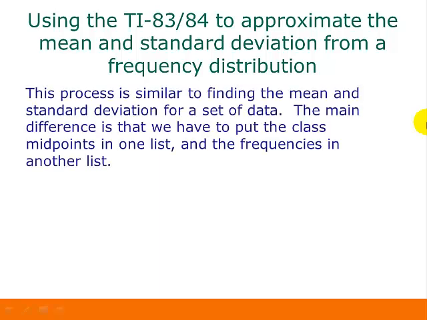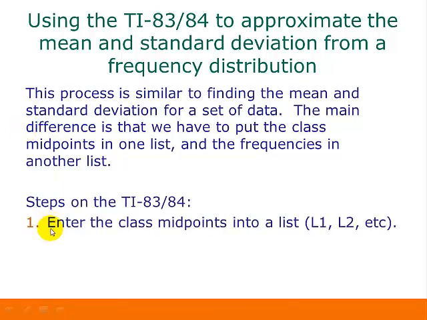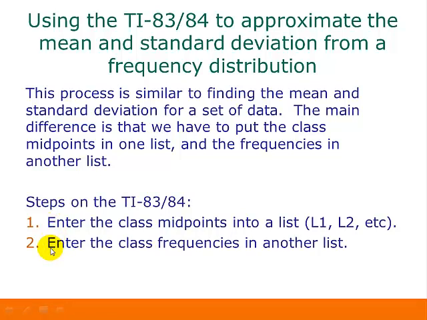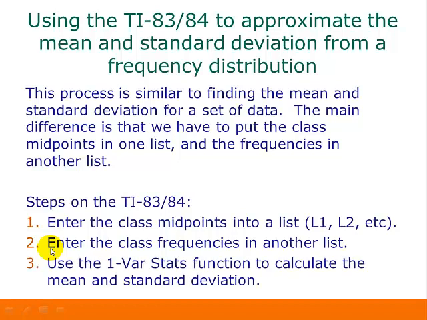This is very much like what we did to find the mean and standard deviation for a set of data. The main difference here is that we have to calculate our class midpoints and put those into one list, and then we have to put the frequencies into another list. So we're actually using two lists this time instead of just one. The steps we'll go through: first we'll enter our class midpoints into a list, so we'll enter them into L1 in this example. Then we enter the class frequencies into another list. And then again we're going to use that one variable stats function, which will calculate the mean and the standard deviation for us.